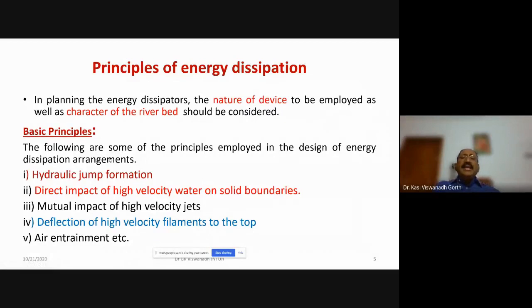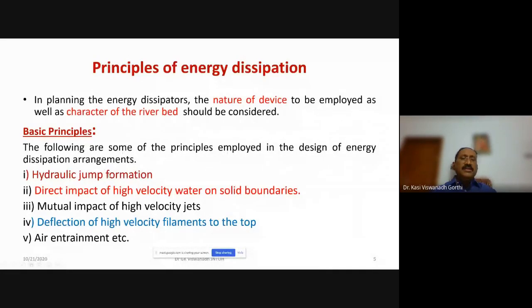In planning the energy dissipators, the nature of the device to be employed as well as the character of the river bed also should be considered. What type of energy dissipator are you trying to provide at the downstream portion? Also, what is the character of the river bed? These two things should be considered.